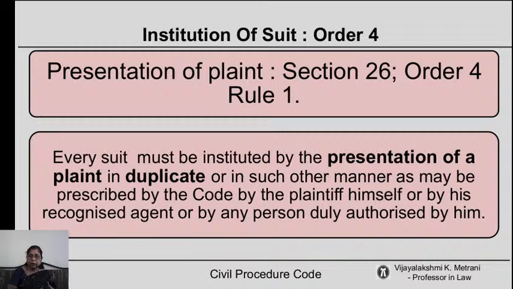Himself means it may be through his recognized agent, or by any person duly authorized by him. A person duly authorized by him may be his advocate, may be his lawyer. So the plaintiff himself may file, or his recognized agent may file, or any person duly authorized by him may file the suit. It can be instituted.